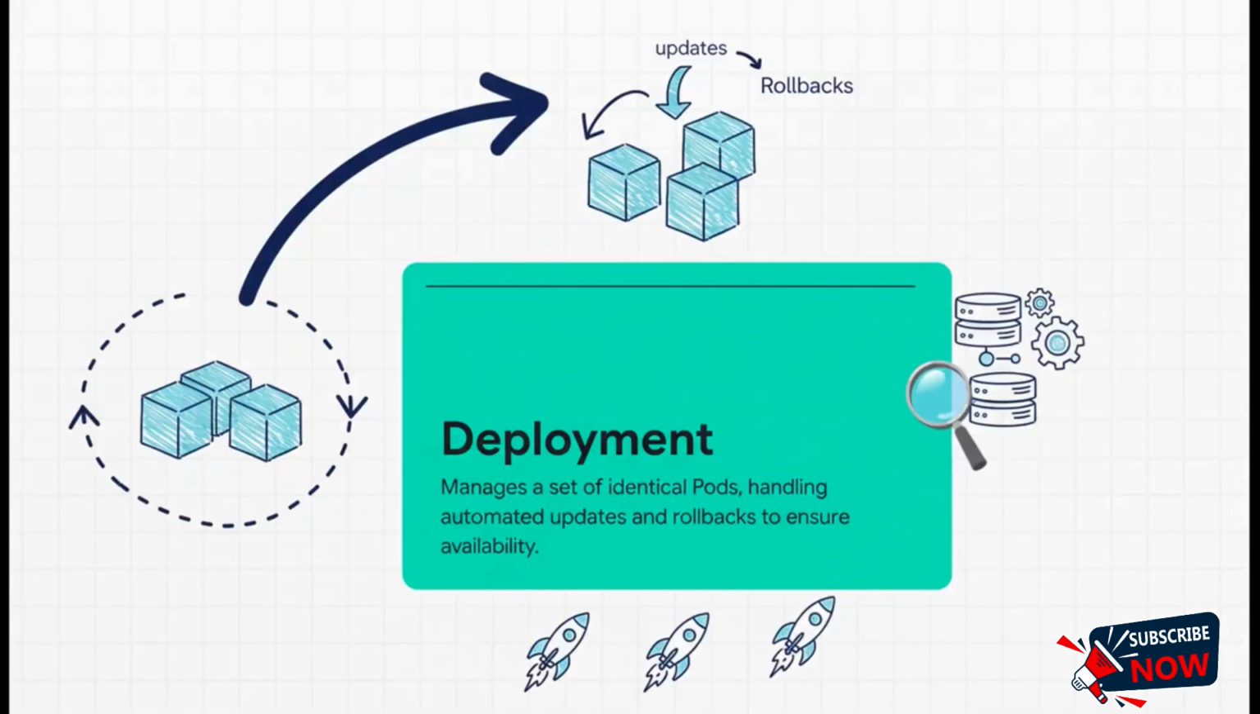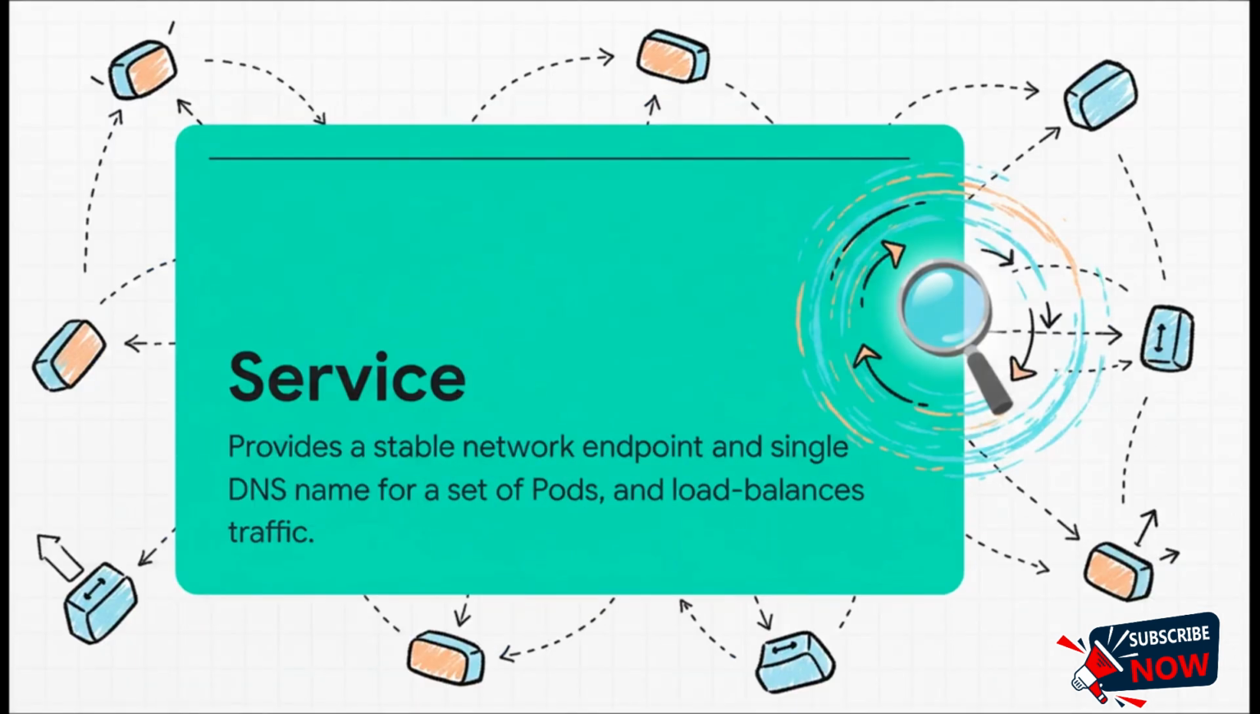Next up, we have deployments. So if the pod is the cargo, the deployment is the flight plan. You just tell the deployment, hey, I need 3 identical copies of this pod running at all times. And it's the deployment's job to make sure that happens. It also handles all your updates, so you can roll out a new version of your app without taking everything down. It's pretty smart.